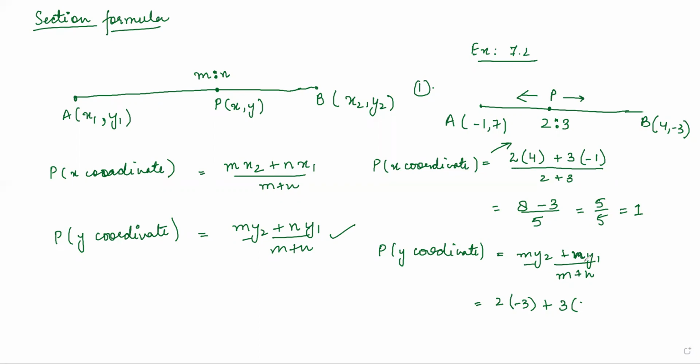Answer is 3, ma'am. Okay, yes, 3 is good. 3 is right. So the coordinates of P are, so you will write a line that therefore the coordinates of P are, so X coordinate is 1 and Y coordinate is 3. Done. Okay, next question number 2.